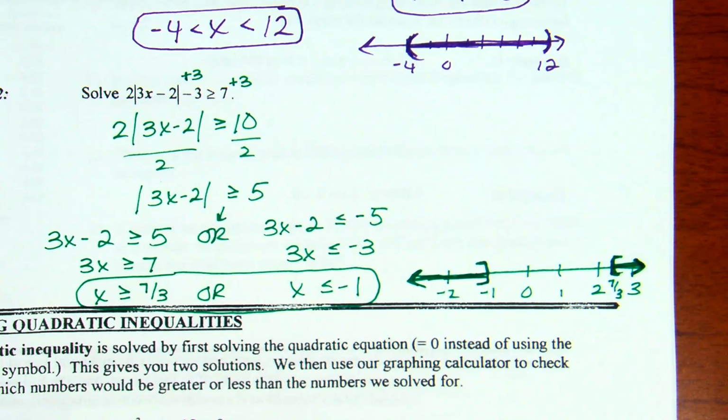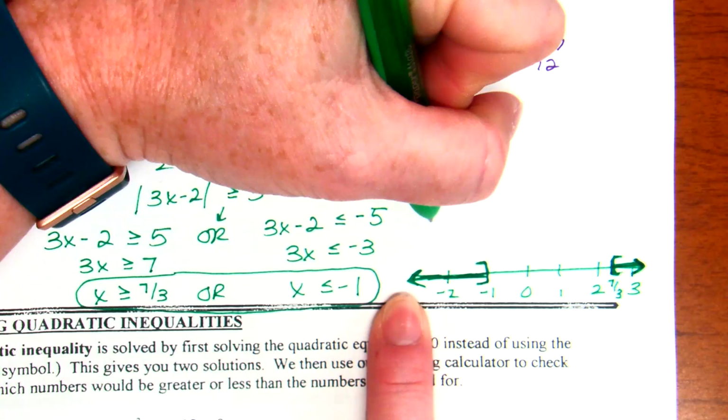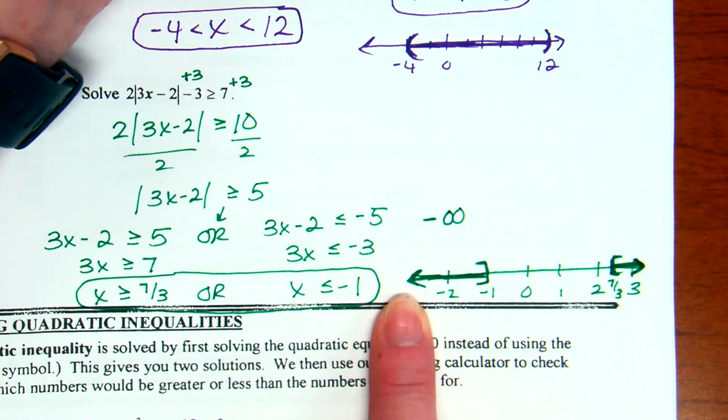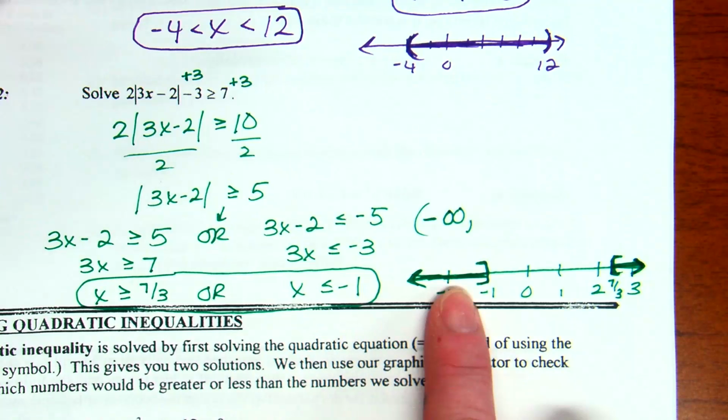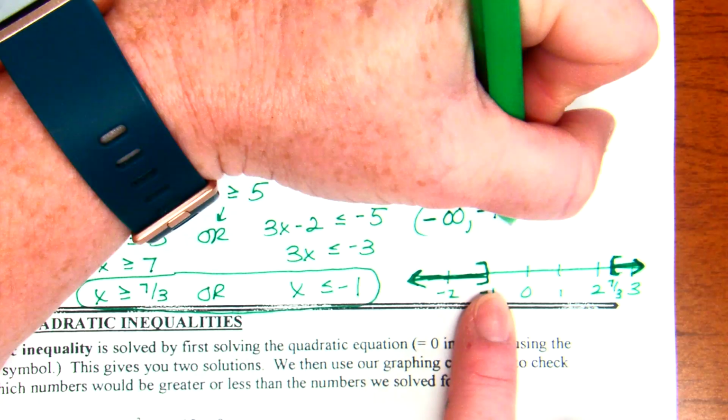Where does my shading begin? At the left end, my shading begins at, what do we call that left arrow? Negative infinity. What do infinities always use? Parentheses. Comma. Where does that interval end? The shading ends at -1 with a bracket.